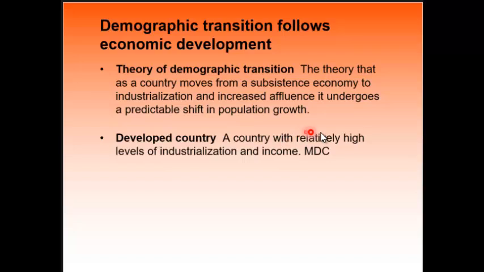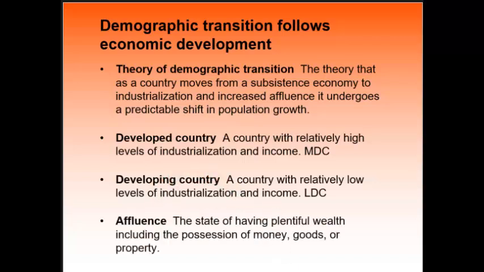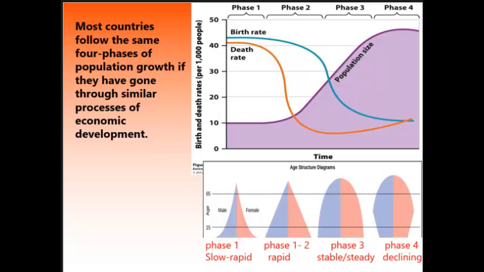So an MDC, more developed country, is one that has a higher level of industrialization and income. And a developing country, I've talked to you about this last time, is also referred to as an LDC, or less developed country, which has low levels of industrialization and income. They don't make a lot of money per person. Affluence, remember we've talked about this like 20,000 times in class, is having a lot of wealth and possessing a lot of things, including property.